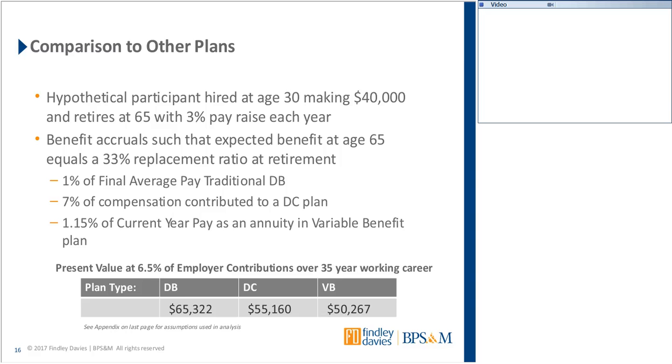So as we look at the 3 designs, again paying the same benefit to this hypothetical participant, we look at the contributions over the 35-year working career of this employee, and then we discount those cash flows back at a 6.5% discount rate. When we do that, looking over the 35-year career, we can see that the variable benefit plan is the cheapest of the three options. The traditional defined benefit plan turns out to be the most expensive on a present value basis. The defined contribution plan is cheaper, but the variable benefit plan ends up being the least expensive of all three models.